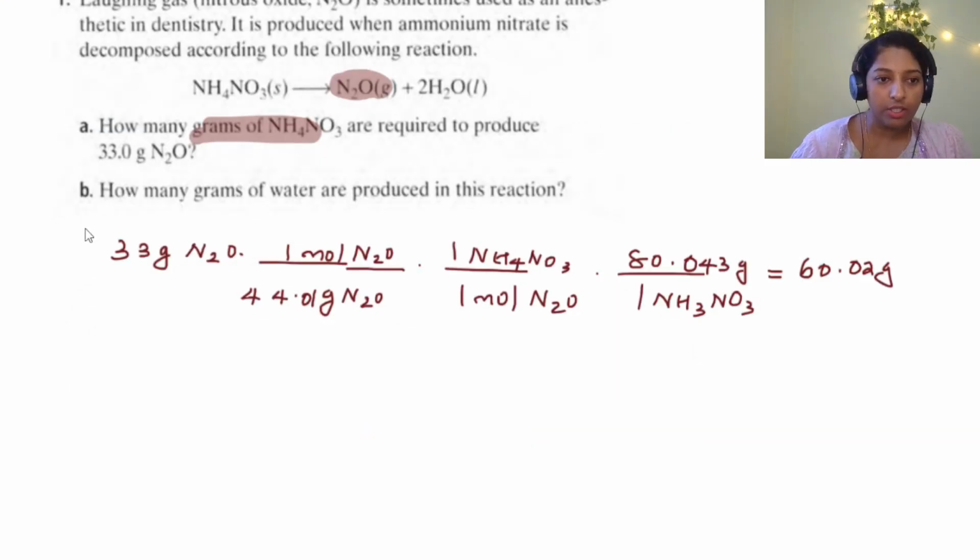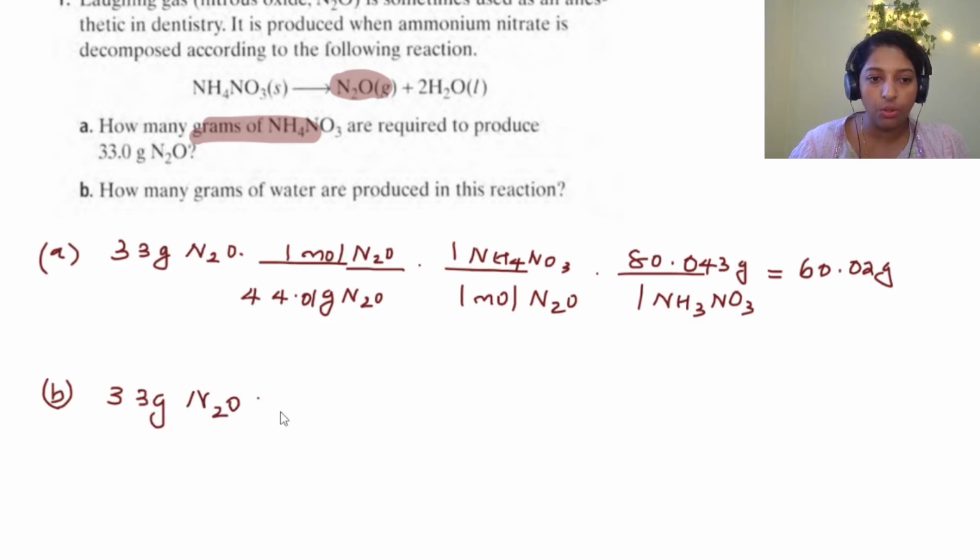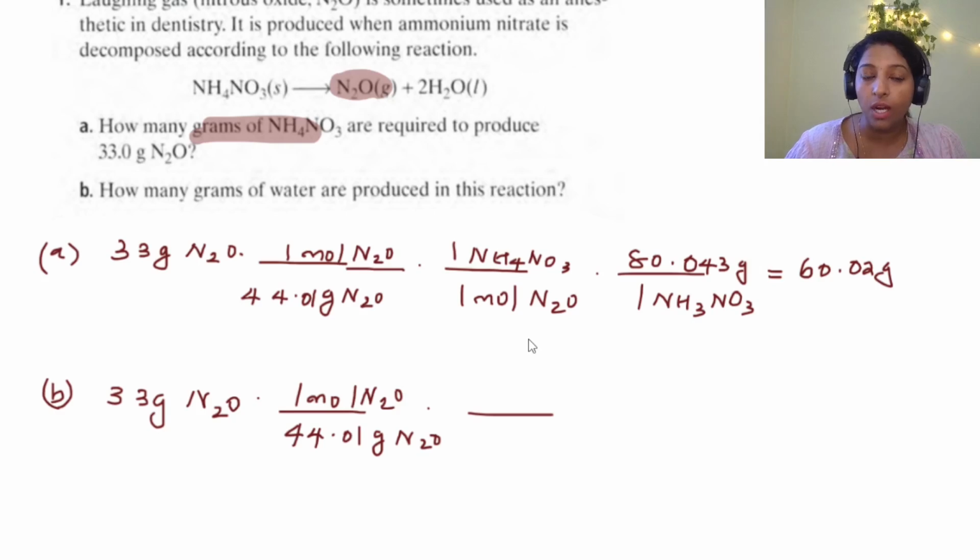Then the next question is how many grams of water are produced in this reaction? Again the things are the same: you can start with the 33 grams of N2O. First you need to convert to moles. So again 44.01 grams of N2O is equal to 1 mole of N2O. Then this time you need to change to water. How many grams of water are produced? So the water ratio has to be taken.